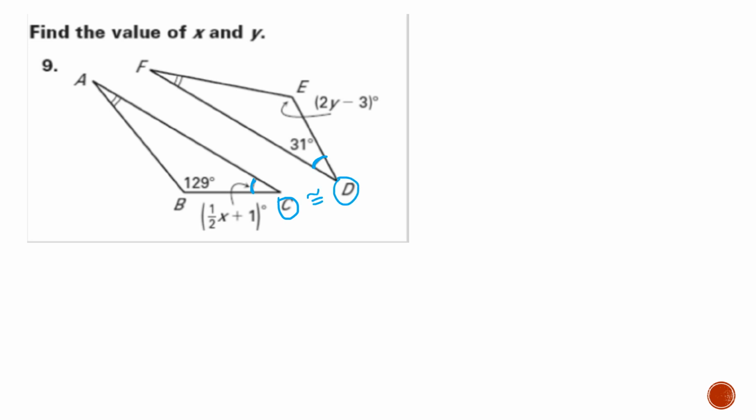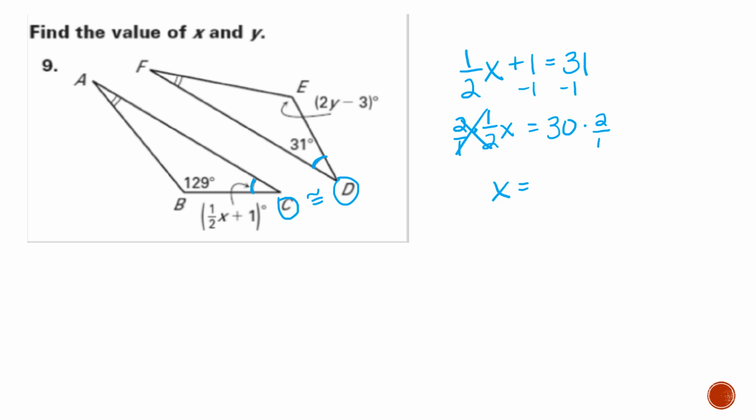So if I were to start by setting up an equation, I would put 1/2 x plus 1 equal to 31. So I'd have 1/2 x, I want to get that 1 to the other side, so I would subtract it, equals 30. Okay, and then I can divide by 1/2, or in order to get rid of that 2, I can multiply by the reciprocal. 2 over 1 is just 2, so then I end up getting x, these cancel out, x equals 60.